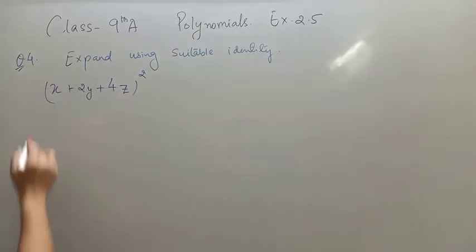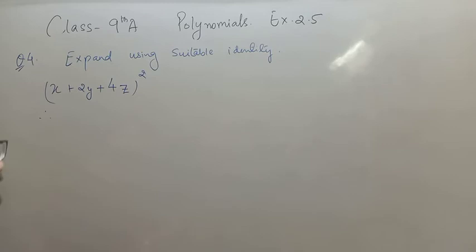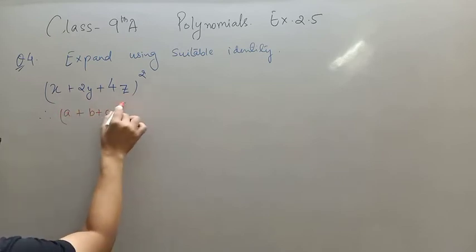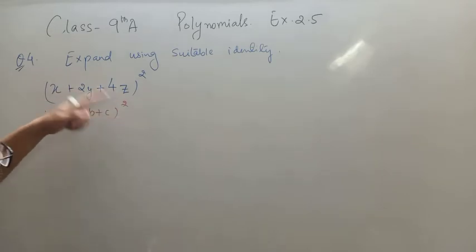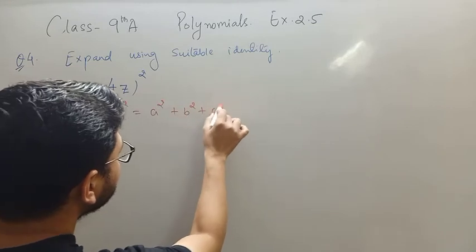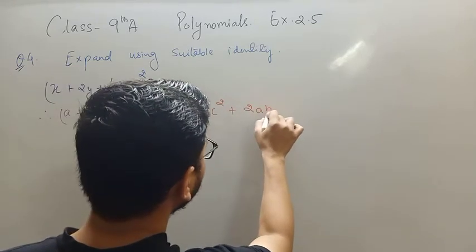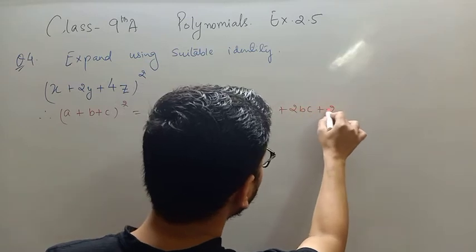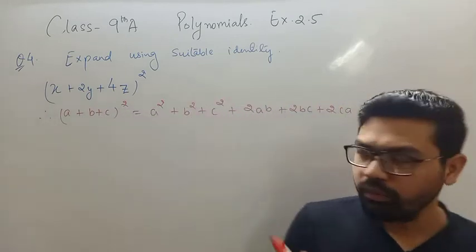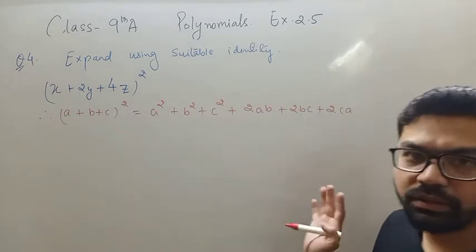Now the property you are going to use here, you can say property, you can say identity, you can say formula, is (a + b + c) whole square, right? So (a + b + c) whole square will give you a square plus b square plus c square plus 2ab plus 2bc and 2ca, right? Now in place of a you have 1x, in place of b you have 2y, and in place of c you have 4z, right? Now you just simply put the values in this expression and you will get the answer.